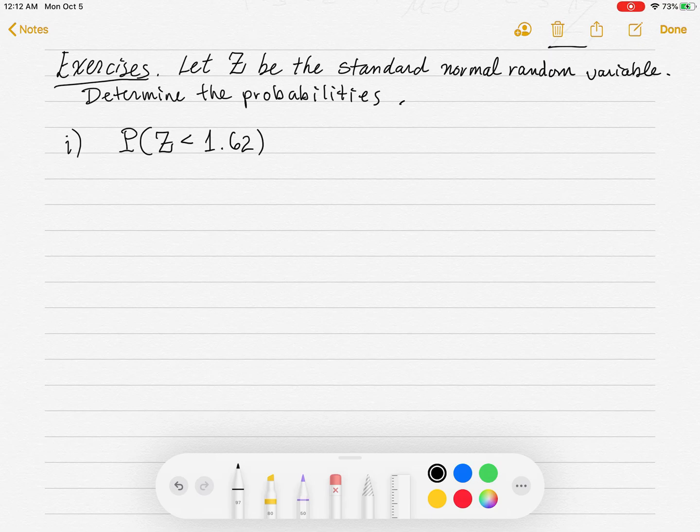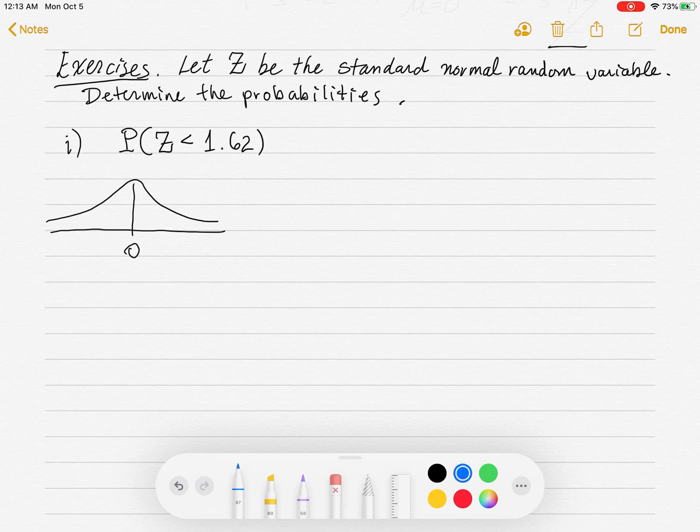So what I have here, z is the standard normal random variable. That means I'm dealing with the z distribution or standard normal distribution. I want to find the probability that, number 1, z is less than 1.62. So I'm going to draw a little picture of my z distribution. It looks something like this.